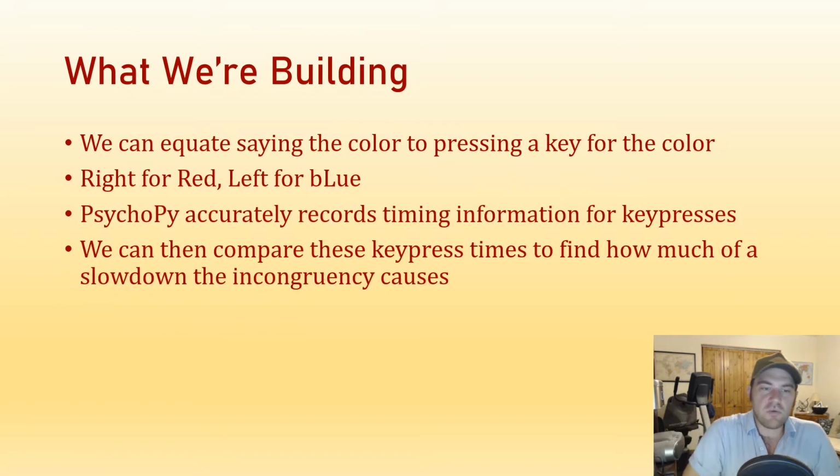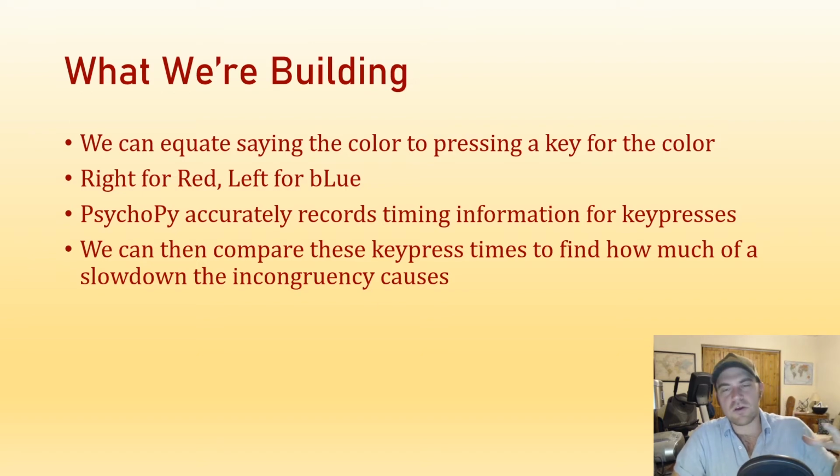So what I want to do is equate saying the color to pressing a key that's been predetermined as meaning that color. So I'm going to use right for red and left for blue. I'll put those on my arrow keys when we get started.